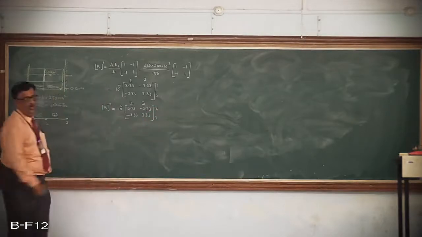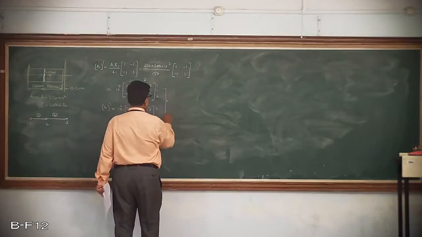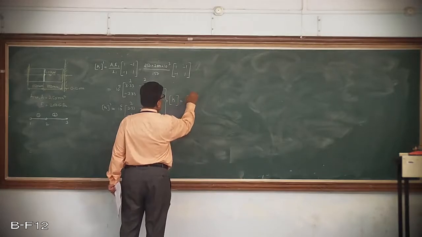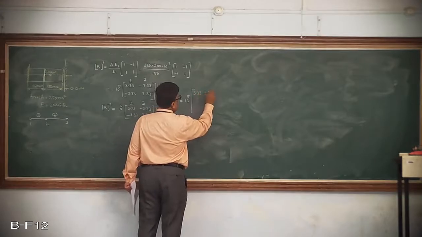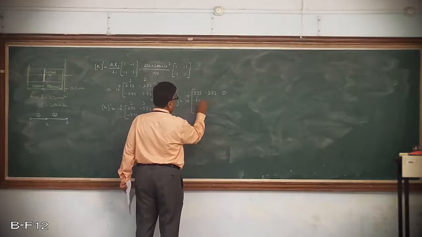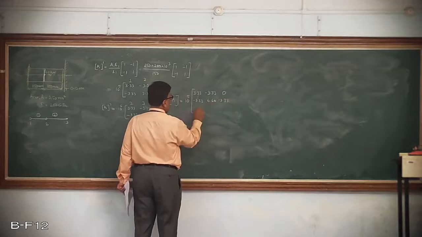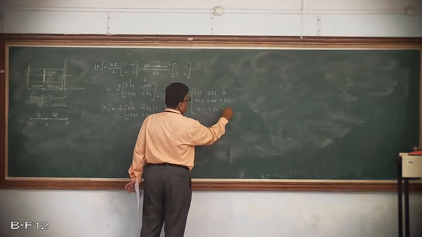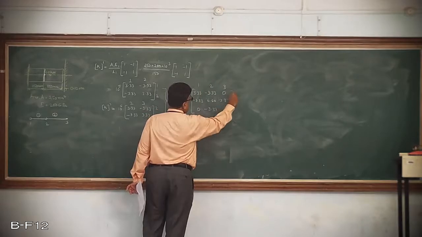This is what you are going to get, and from this you can find out the global stiffness matrix, capital K, which is going to be 10 raised to 5 into bracket: 3.33, minus 3.33, 0; minus 3.33, 6.66, minus 3.33; 0, minus 3.33, 3.33. This is what you will get, and these are 1 2 3, 1 2 3.